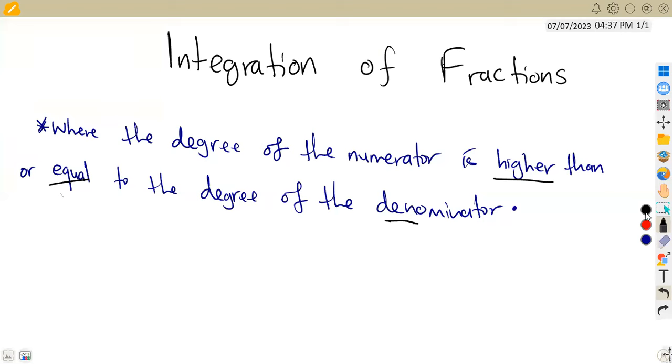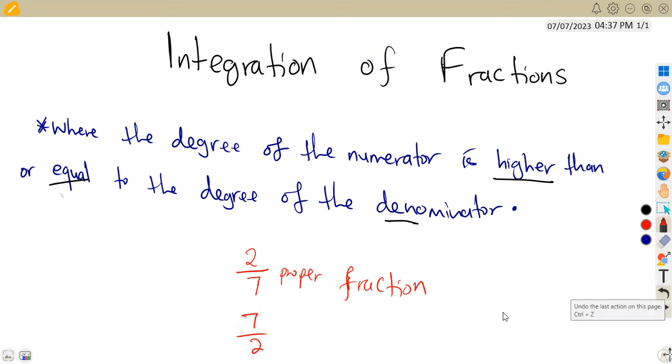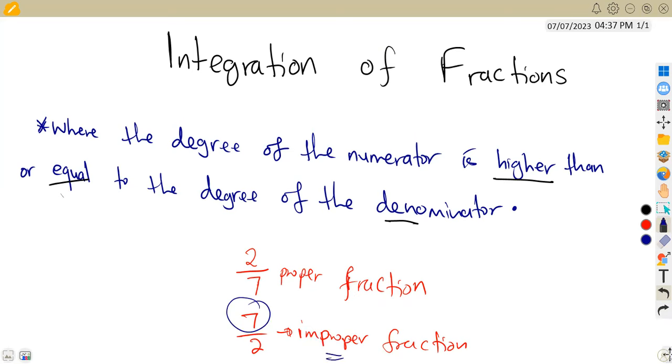So from the concept of a normal fraction, like 2 over 7, this is what we refer to as a proper fraction. When we are given a fraction of 7 over 2, where the numerator now has a bigger value than the denominator, we are referring to the normal fractions that we are used to. This we refer to as an improper fraction. It's no longer a proper fraction. So these are the typical fractions that we are referring to as improper fractions.